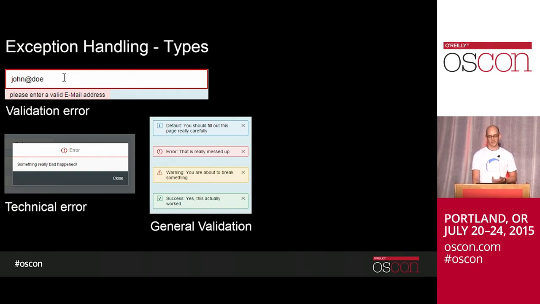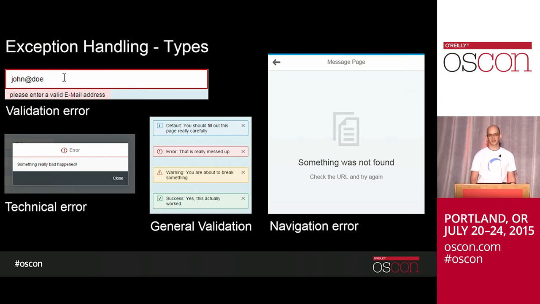Like general validation, we just saw it. It's better to display this in one place. It's not really related to one UI element, so you just have to make sure it's in the same place. And we also have navigation patterns, like when you go to a page that has not been found, then you might want to display even a new page. Just make sure that the user is actually getting back to where he was.